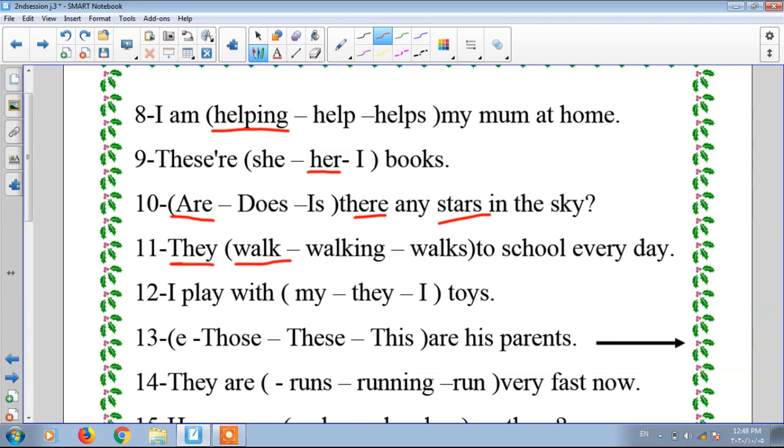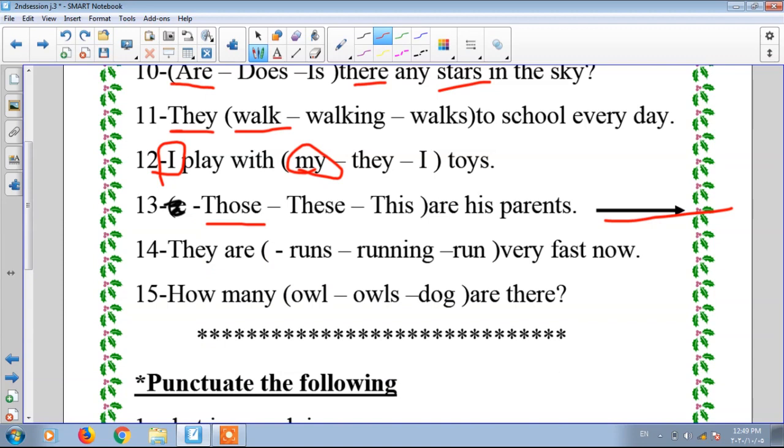So I choose what? Walk. The next. I play with my or they or I toys. I play with they? I play with I? No. I play with what? My toys. Those or this or his parents. Here we have "are". So what do I circle, or choose? Yes, I underline "those". So I make an underline under "those".